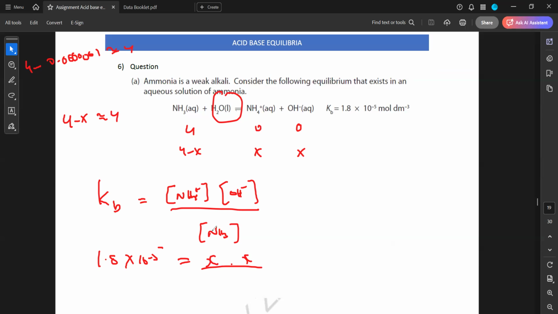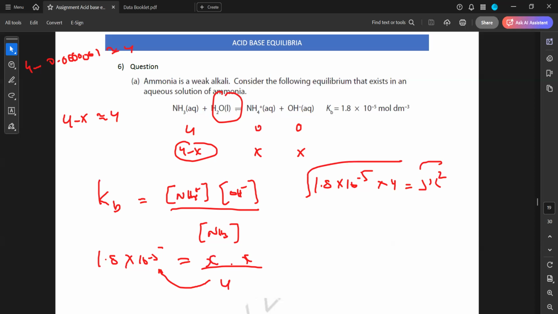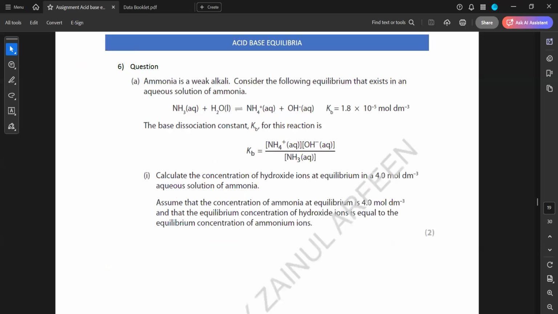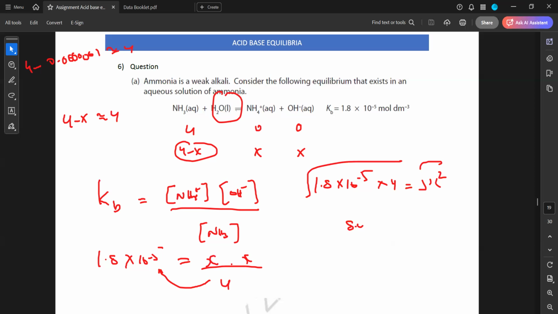But as I mentioned, 4 minus x is approximately equal to 4. So instead of writing 4 minus x, I can write directly 4. And x multiplied by x will become x square. So it is 1.8 into 10 to the power minus 5 multiplied by 4, and taking a root. That will give us a value for the concentration of the hydroxide ion, which is 8.4 exponent minus 3. Is it clear how we worked out the concentration of the hydroxide ion? Any doubt in this?